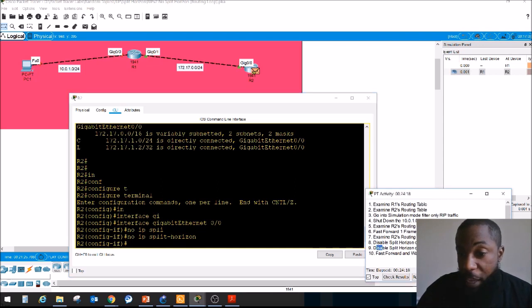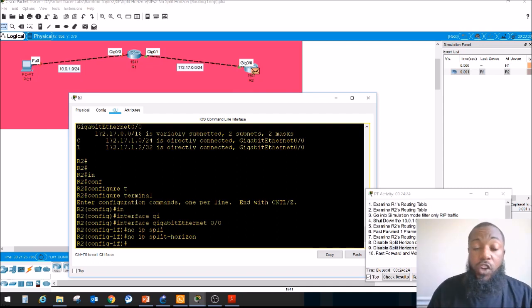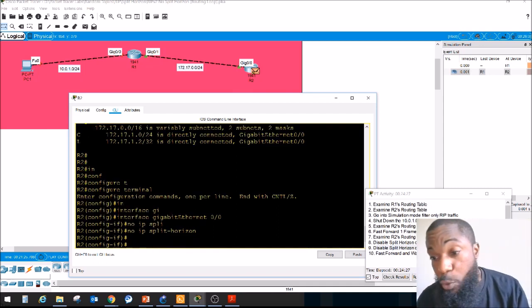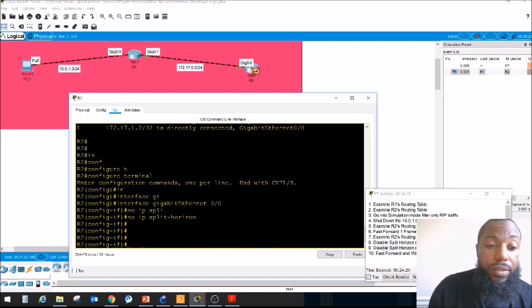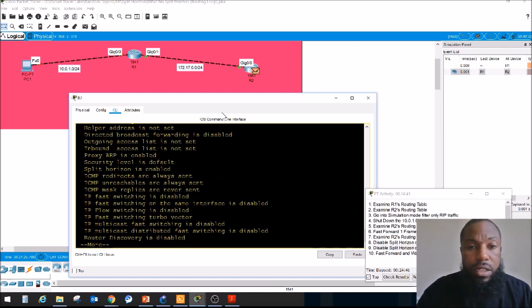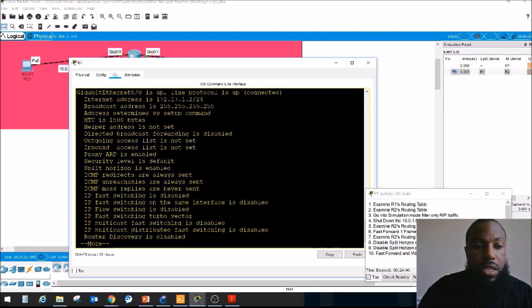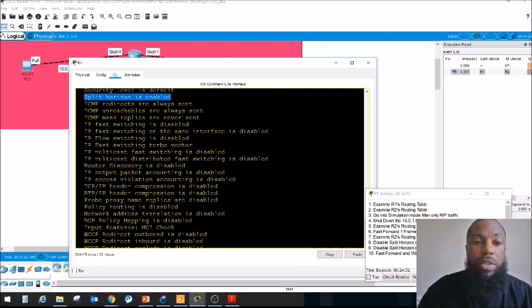Next thing says disable split horizon on router 1's GI0/1 interface. Before we do that, let's confirm that it's even on. Normally it's enabled by default, but let's see what happens. Let's check out the status of it first real quick. Do show IP interface GI0/0, I believe it is. Yeah, and obviously it is right here. Split horizon is enabled. That's how you know it's on.